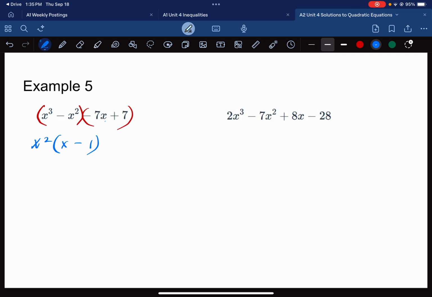Now, in this next one, because there's a negative 7 in front here, and they have a 7 in common, I need to factor out a negative 7. So I'm going to put negative 7 here. And then if you divide negative 7x by negative 7, you get x.